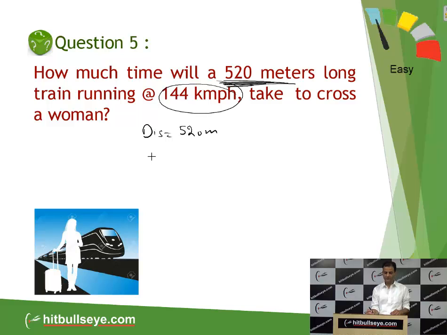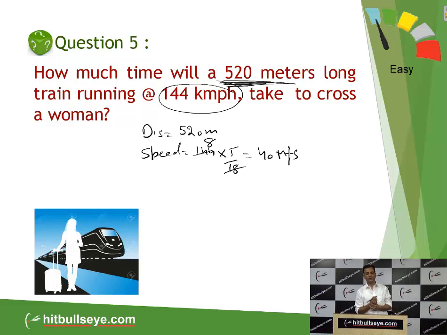Here the distance is given, 520 meter, speed is given, students, 144 km per hour, that means into 5 by 18. If we want to convert kilometer per hour into meter per second, multiply it by 5 by 18. So it will be 18 into 8 is 144, 5 into 8 is 40 meter per second. Speed is 40 meter per second. And now what is the examiner asking?